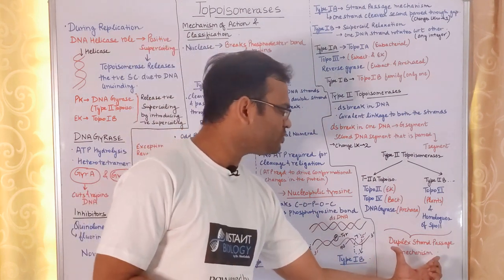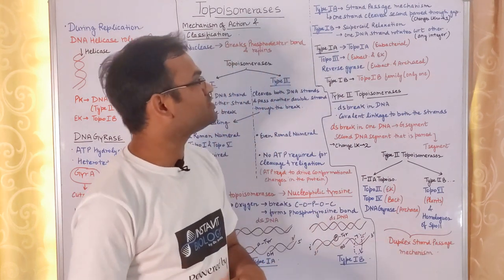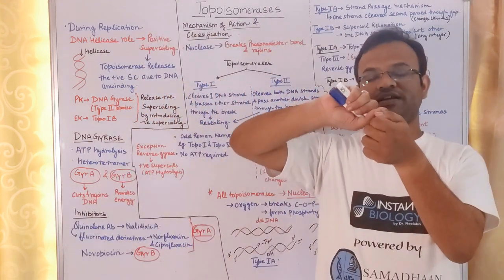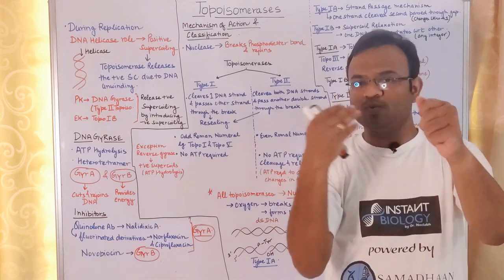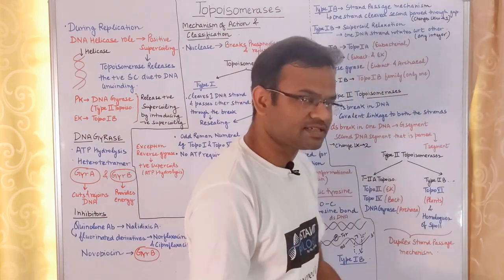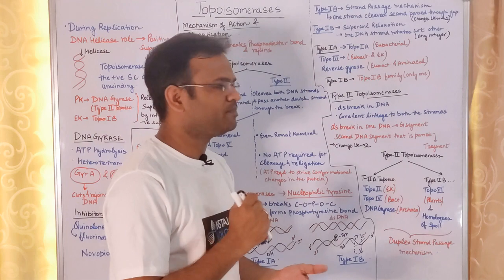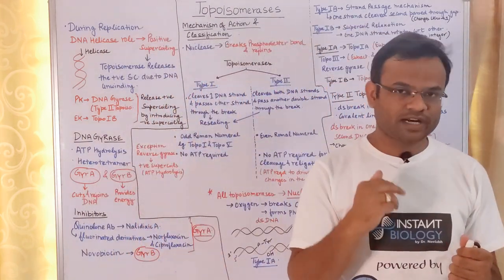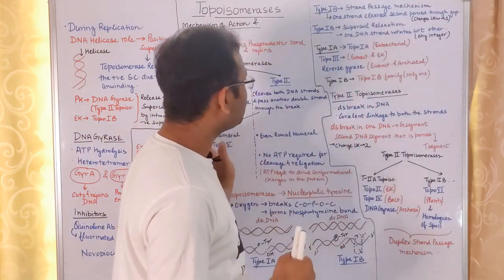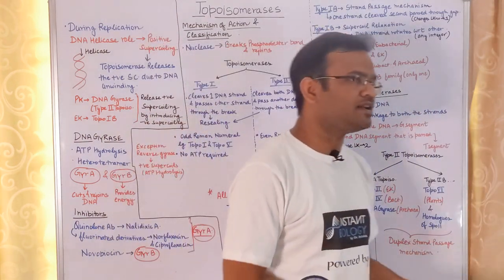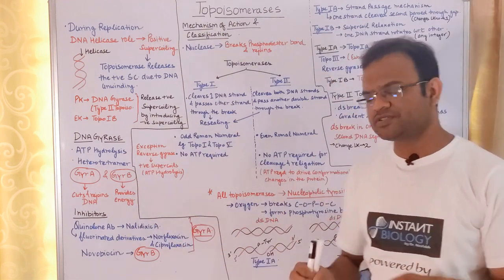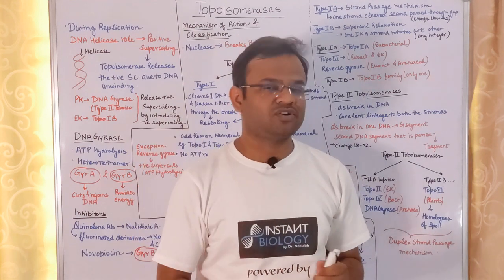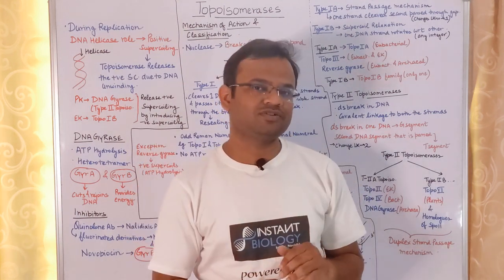Now these function with the duplex strand passage mechanism. Duplex strand passage, what does this mean? It means both strands of the DNA are cut and then another duplex is passed. This is called duplex because two strands are involved. Over here, it was strand passage mechanism because only one strand was cut. So I believe you would have got a clear idea about the classification, the mechanism, DNA gyrase, and reverse gyrase. I've explained a lot of things over here, and this lecture would be pretty important if you are an aspirant of life science or biotechnology examinations.